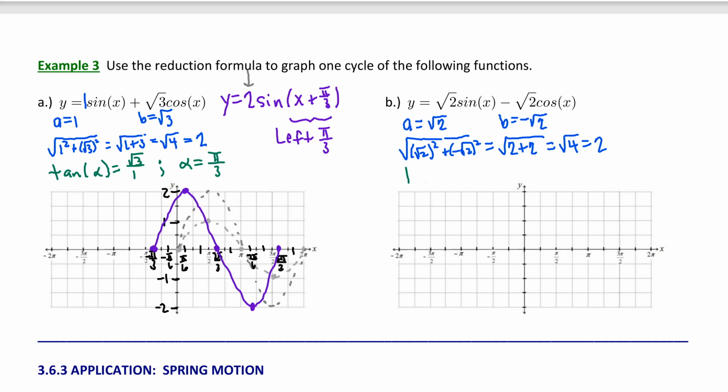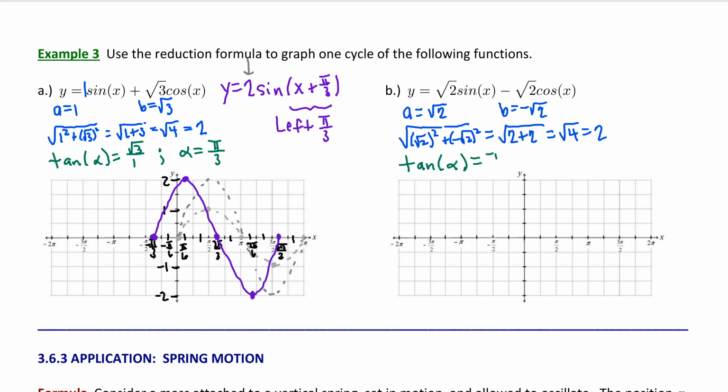To calculate the phase shift, we're going to apply the formula tangent of alpha equals B, which is negative square root of 2, over A, which is the square root of 2. For tangent of alpha to equal negative 1, alpha would have to be negative pi over 4. All right, why did I pick negative pi over 4?